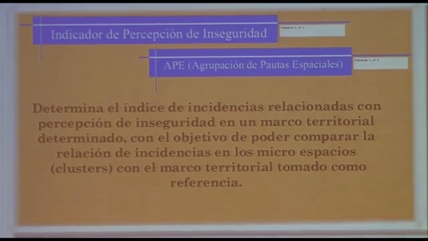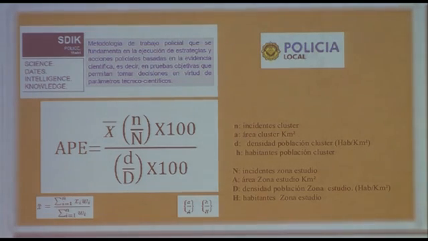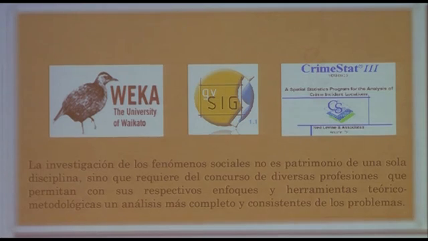I'm going to explain an indicator about unsafety perception. This indicator takes a territory map and compares it with a cluster, and then we calculate this perception of unsafety. This is a weighted measure of the number of incidences in a cluster divided by the clusters that we want to measure. I'm going to tell you about the procedure using these three tools.